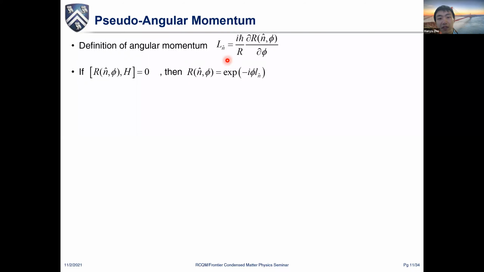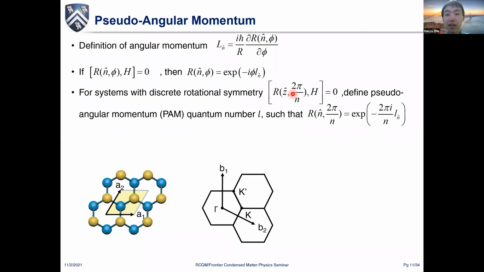The general definition of angular momentum is how the wave function accumulates phase after rotation. In our case, the Hamiltonian is not continuously rotating, but it has threefold symmetry. So it's fair to rotate by 120 degrees, and then we can follow the same rule. Say if I rotate this wave function by 120 degrees, what do we expect? How much phase does this phonon vibrational mode accumulate?